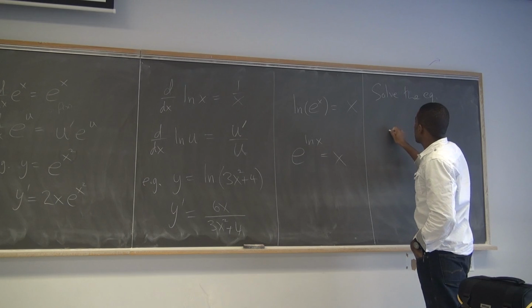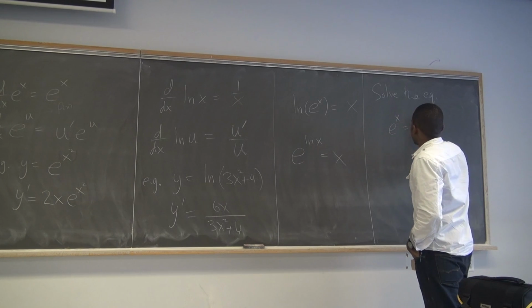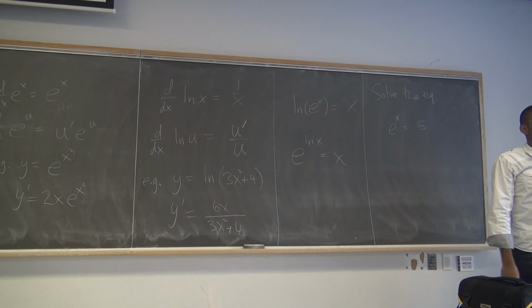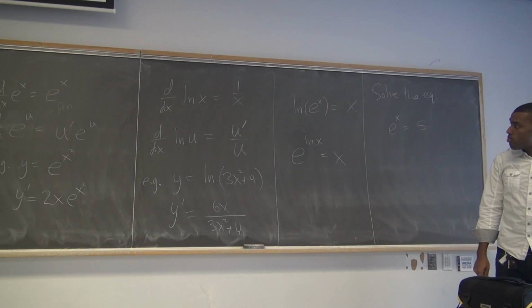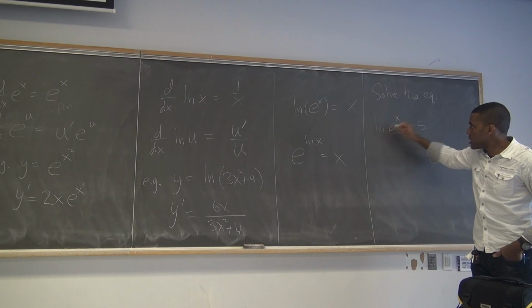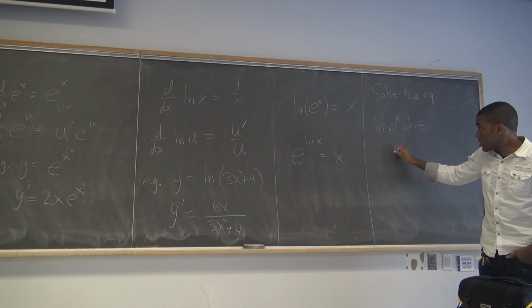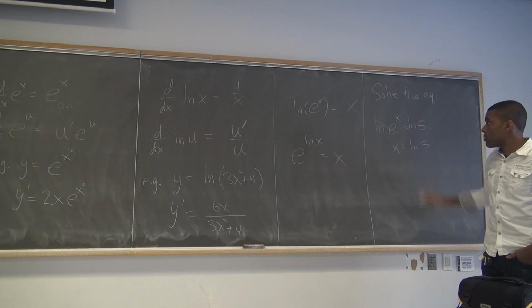Something like e to the x equals 5. What is x? How do you get ln 5? Take ln on both sides. You plug both sides into the ln, right? In this case, ln and e cancel, so x must be ln 5.